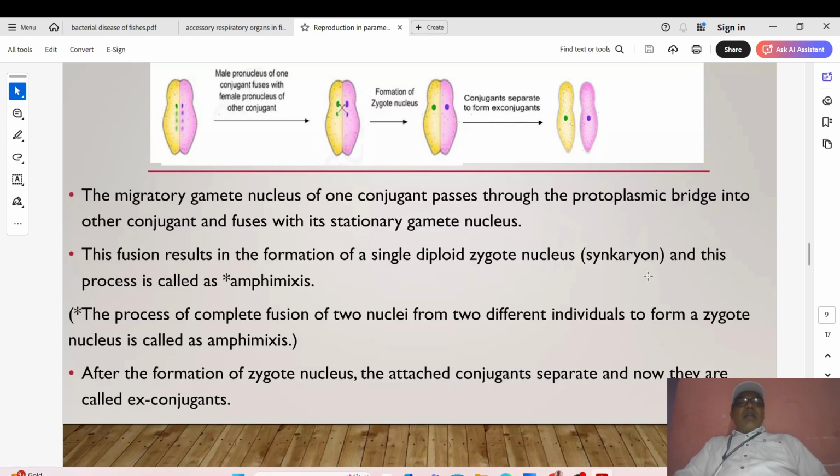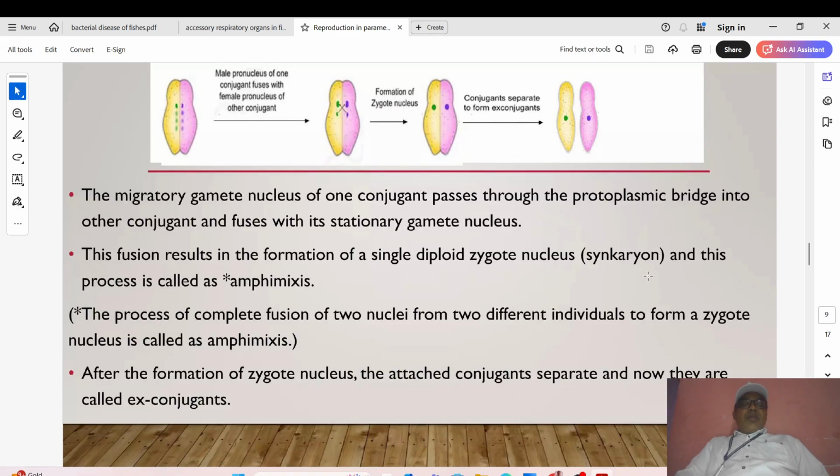Now the migratory gametic nucleus of conjugant A passes through the protoplasmic bridge and reaches conjugant B and fuses with the female pronucleus of conjugant B. On the other hand, the male pronucleus from conjugant B passes through the protoplasmic bridge and reaches conjugant A and fuses with the female pronucleus of conjugant A. This fusion results in the formation of a single diploid zygotic nucleus. It is also called synkaryon.